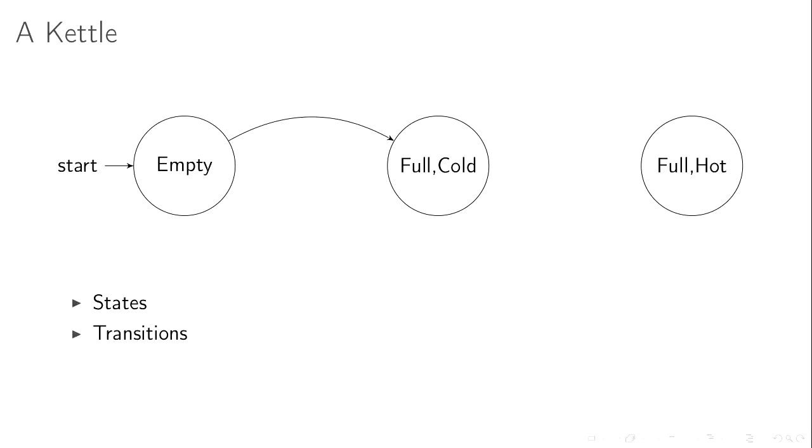You've got transitions between these states. So you take your empty kettle, you fill it up with cold water, then you boil it, and then it's full of hot water, and then you pour it out, and you're back to the empty state.